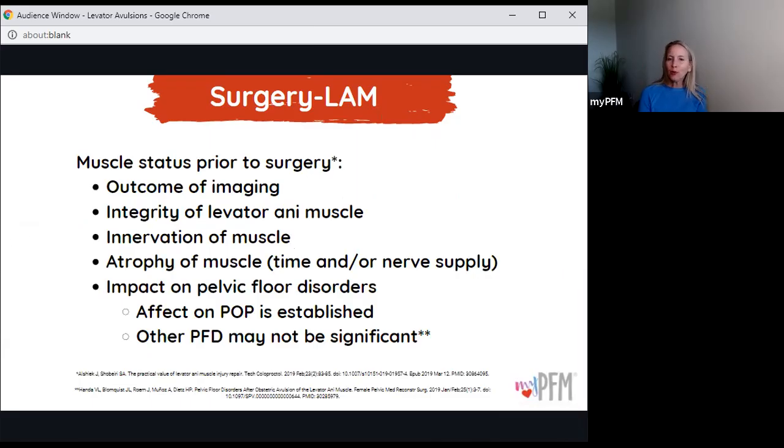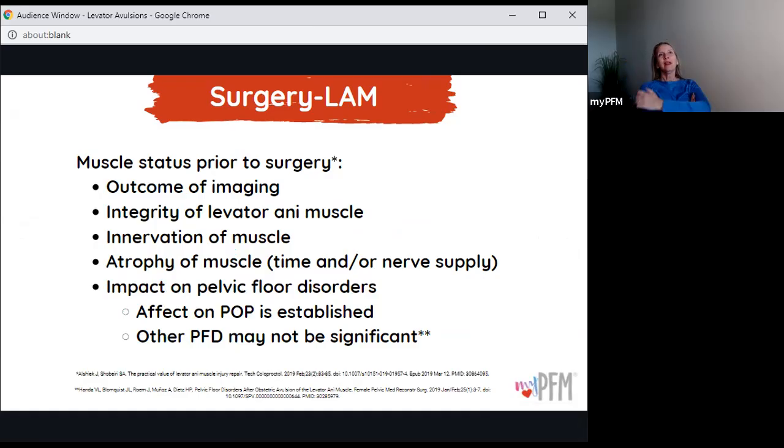Muscle status prior to surgery is important. So what is the outcome of the imaging? What is the integrity of the levator ani muscle? Is the muscle innervated? Is there atrophy of the muscle? How long has it been since there was injury to the muscle? Does the muscle still have nerve supply?